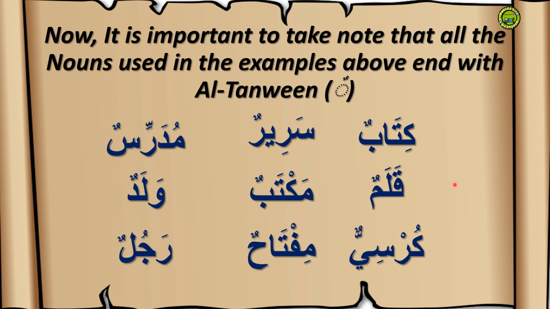Qalamun. قلم. Qalamun means a pen. Maktabun. مكتب. Maktabun means a table. Waladun. ولد. Waladun means a boy. Kursiyun. كرسي. Kursiyun means a chair. Miftahun. مفتاح. Miftahun means a key. Rajulun. رجل. Rajulun means a man.